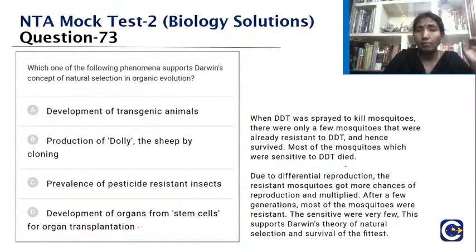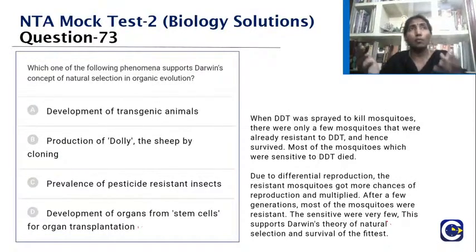And hence they survived, but most of the mosquitoes which are sensitive to DDT died. So you have a group of mosquitoes, and when you put this repellent, only a few will sustain; the others will all die. But the ones which sustain will reproduce, right? Due to differential reproduction, the resistant mosquitoes got more chances of reproduction, and they multiply. After a few generations, most of the mosquitoes were resistant, and the sensitive were very few. So this supports Darwin's theory of natural selection as well as the survival of the fittest.